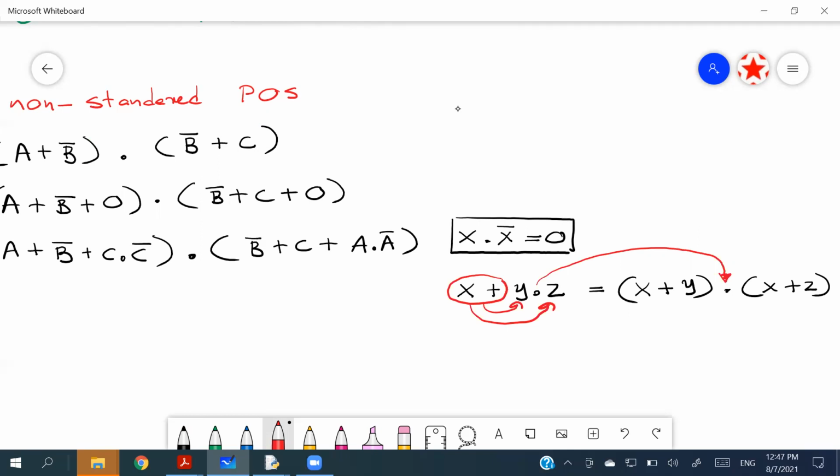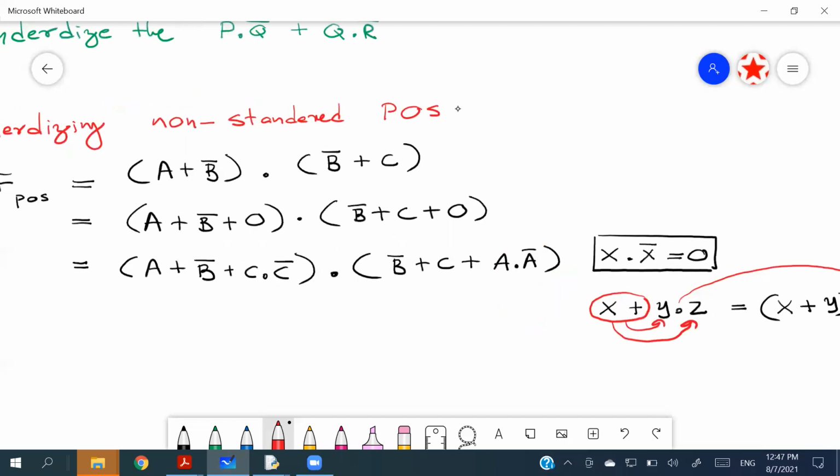So the same thing I'm going to do to this particular bracket, but when we are doing that, we consider a plus b bar as x, then a plus c dot c bar as y dot z.